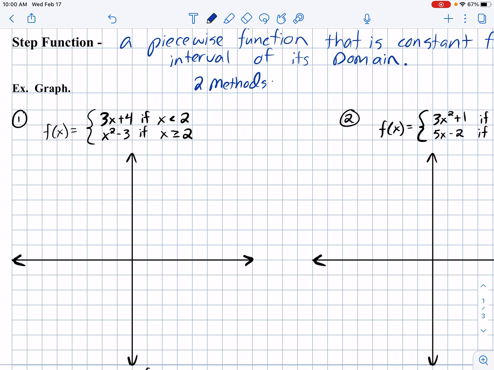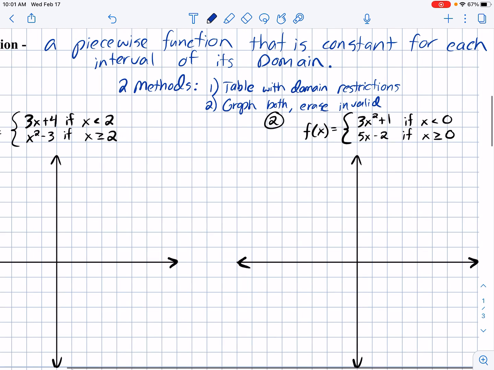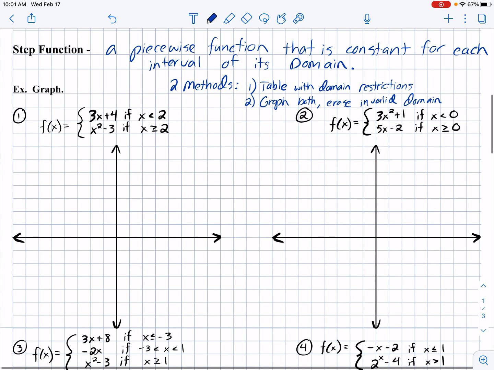The two methods for graphing would be to use a table with domain restrictions. Probably the easiest one, so we'll start with that one first. And then the second would just be to graph both functions and then erase the invalid domain. Erase what's not true given the domain restrictions. Okay, but let's do the first one here.